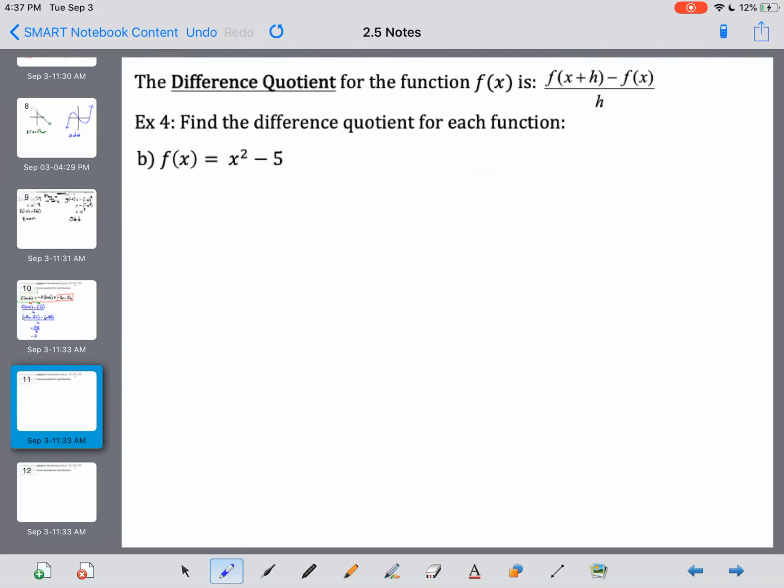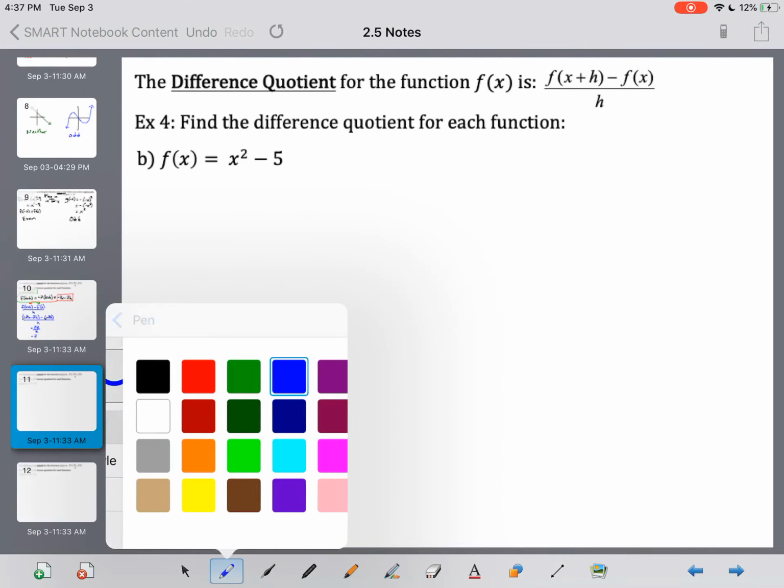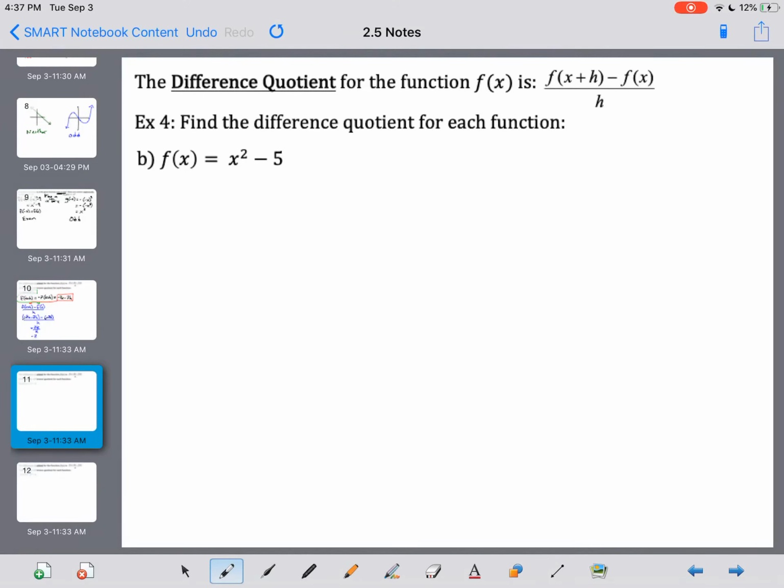So again, I want to first evaluate f of x plus h. So I'm plugging x plus h in place of x. So this is going to become x plus h squared minus 5. Now I want to simplify this, which means I'm going to have to expand out this x plus h squared.